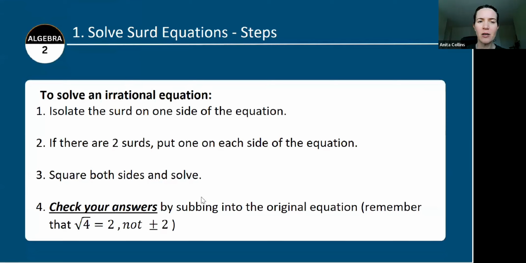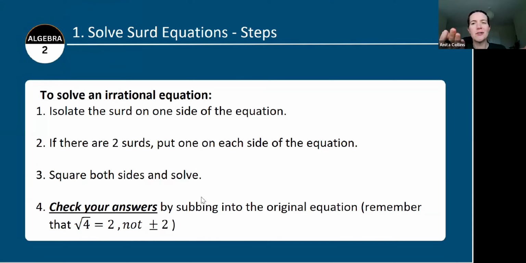So there's some steps involved here that we need to be aware of. The first thing we should do is isolate the surd on one side of the equation. Now, these steps will all become a little bit more clear once we start. If there are two surds, put one on either side of the equation. And then the key step is to square both sides, because when you've got a square root, you can undo it or inverse it by squaring it.